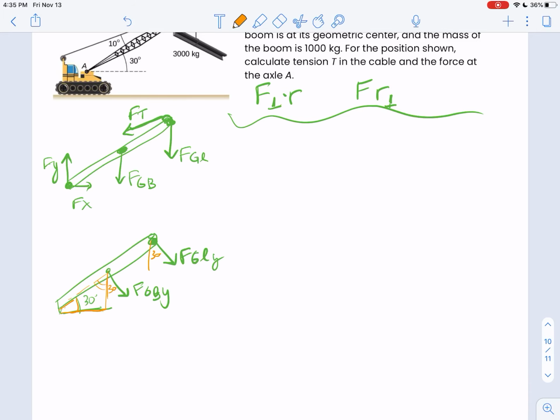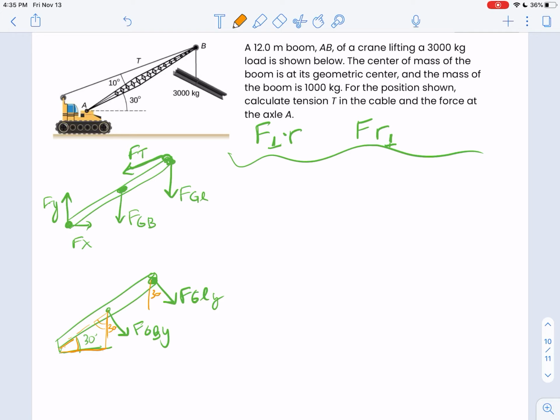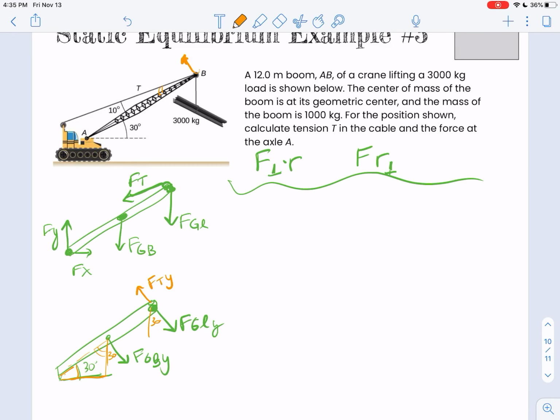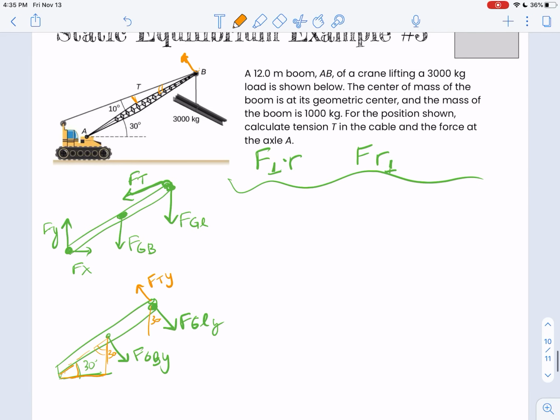Okay, and then this tension here is at this 10-degree angle. All right, so this FTY is going to be the sine component, right? Because it's going to be the opposite component, 10, okay? All right, so I'm going to do FT sine 10, FG load Y. I'm going to do FG load, let's see, what is that going to be? That's the angle, so it's going to be cosine 30, and then FG boom Y, FG boom cosine 30, okay?